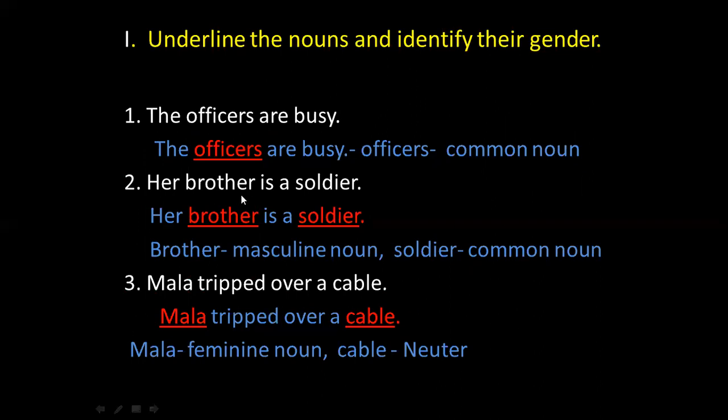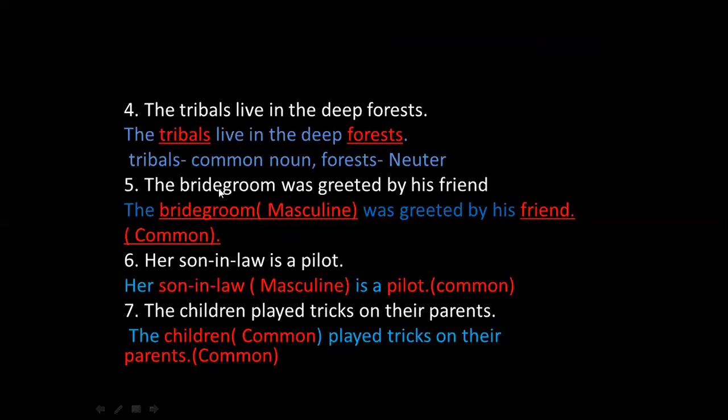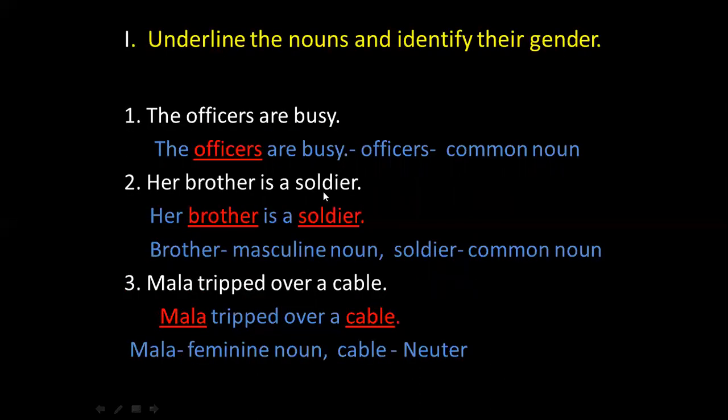Her brother is a soldier. In this, brother and soldier are the nouns here. Brother is masculine, soldier is common. It can be both male and female. Mala tripped over a cable. In this, Mala is the feminine noun. Cable is a non-living thing. Therefore, it is a neuter noun.